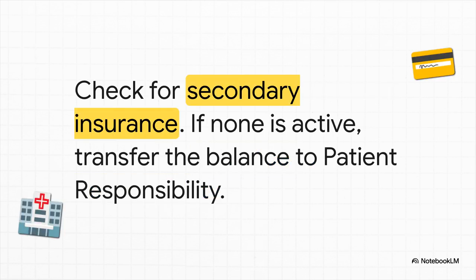But hey, what if the accumulator is truly completely maxed out? Well, that leads us right into steps 3 and 4. You've got to check your billing system to see if the patient has any active secondary insurance. If the system's looking a little bare, dig back into those original registration files. Because if active secondary insurance does exist, you just submit the claim to that secondary payer along with the primary EOB.